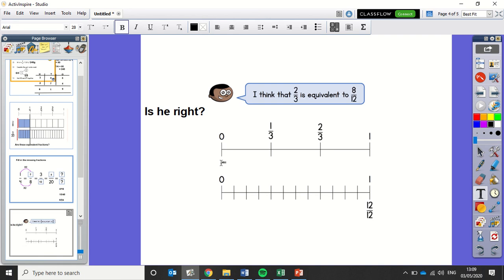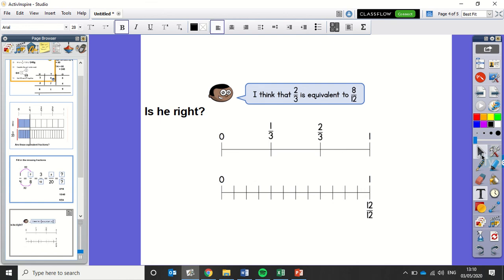This young man here says, I think that 2/3 is equivalent to 8/12. Is he right? Well, I've got my number line here going from 0 to 1 split into thirds, and another one here going 0 to 1 split into 12ths. So let's find out where 8/12 is. If we're lucky, it will be here, because that's where 2/3 are. So we're hoping it's going to be here and that he is correct. Let's have a look.